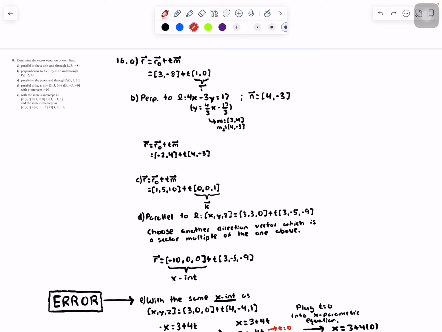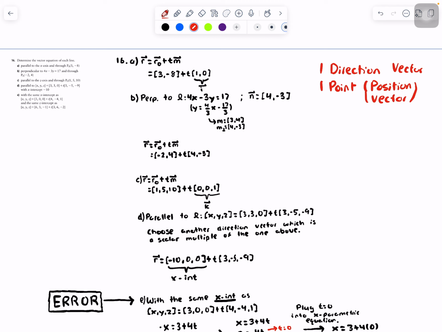Okay, so each of these problems is going to require us knowing one direction vector, and then one point, and the point will become a position vector. That's what we'll need for this question every single time. One direction vector and one point, which we will use as our position vector.